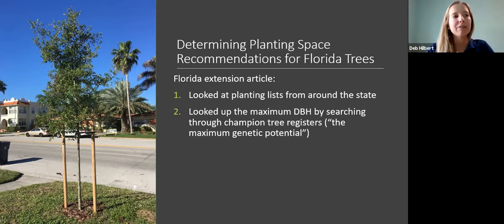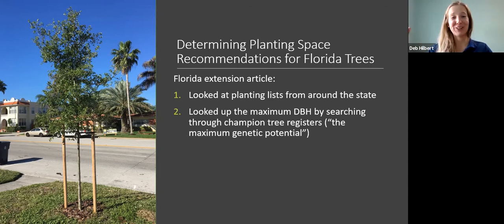Originally, we were trying to get it from city tree inventory data, and then we realized that, first off, there's not a lot of it. And second off, a lot of trees are removed prematurely anyways before they reach the mature size, so maybe that's not the best way to go about it. So what we ended up falling on is to look through champion tree registers.